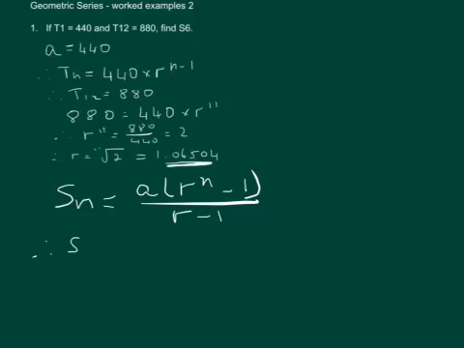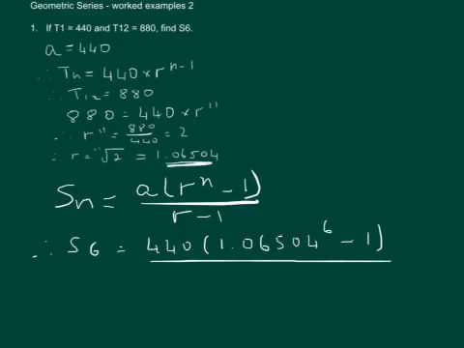Okay, so the sum of the first 6 terms by simple substitution: a is equal to 440, we discovered. r is that awkward decimalised number, like so. And n, so we're finding the sum of the first 6 terms, so n is 6, and we subtract 1 from the end, over 1.06504 minus 1. This down the bottom is quite easy to evaluate. The denominator is easy to evaluate because you're just taking 1 from here, so it's going to be 0.06504.